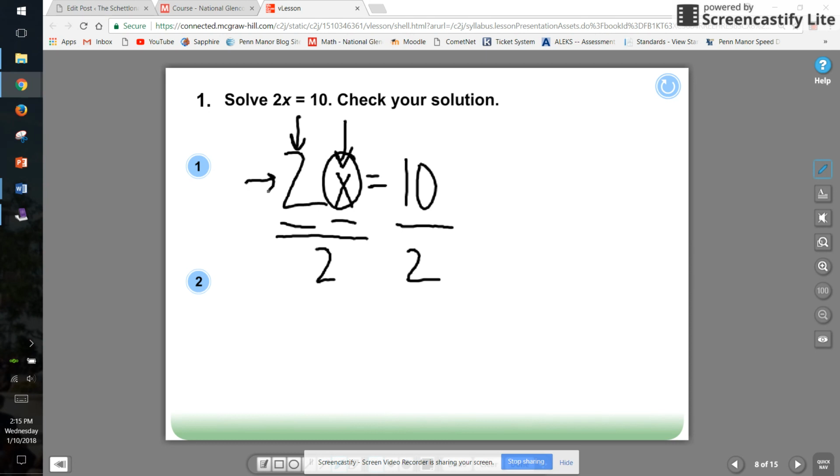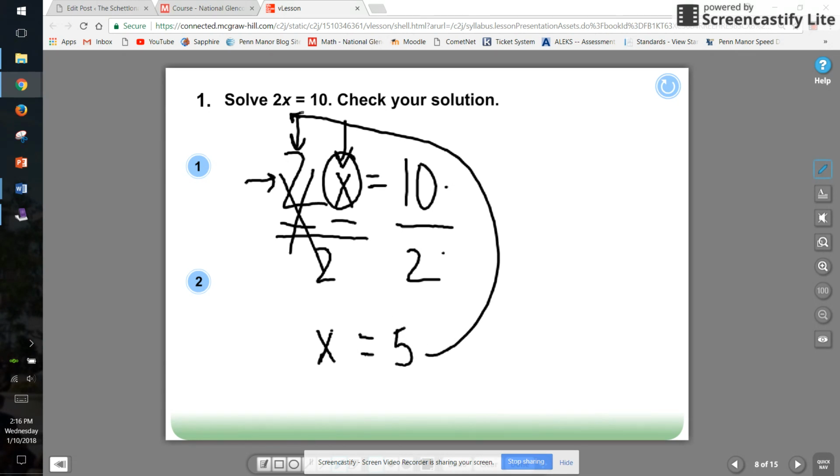The opposite of multiplication is division. 2 divided by 2 is 1x, so I'll just draw 1x. It equals 10 divided by 2, which is 5. And if I go back to my original problem and plug a 5 into that x, it would say 2 times 5 is 10. That makes sense to me. How about another one?